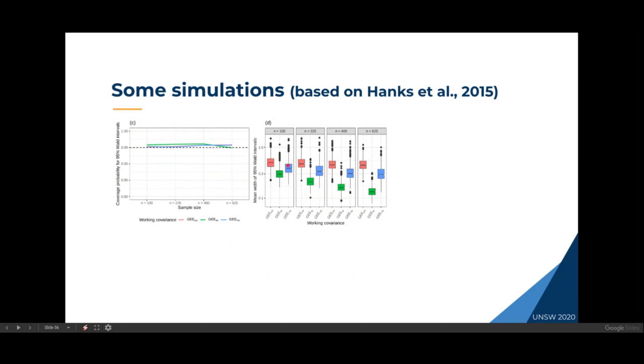Whereas the independence and the restricted spatial, the working covariances there don't actually reflect the target you're trying to do inference on, and so you pay the price for having larger standard errors.